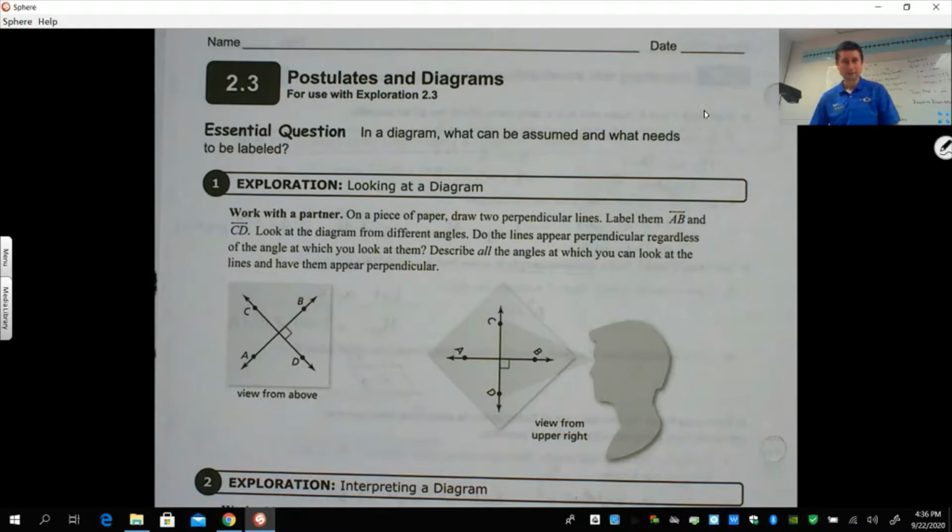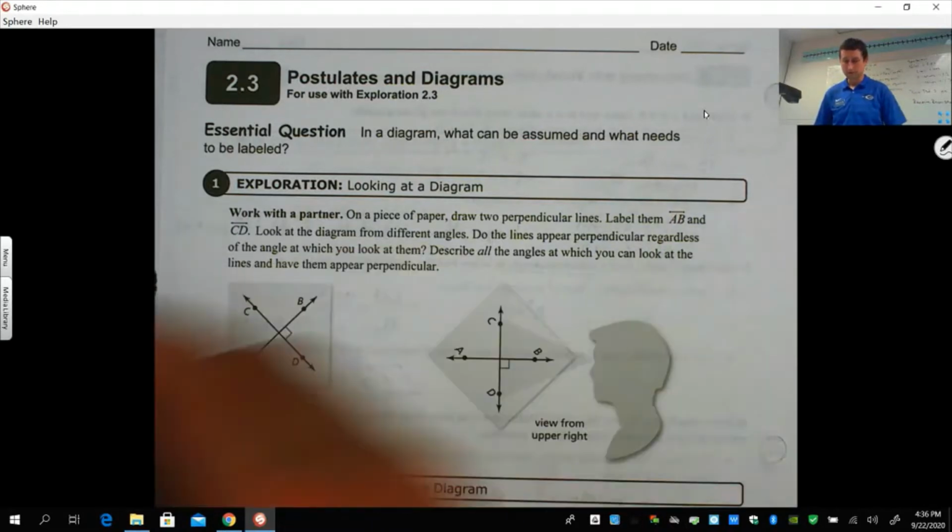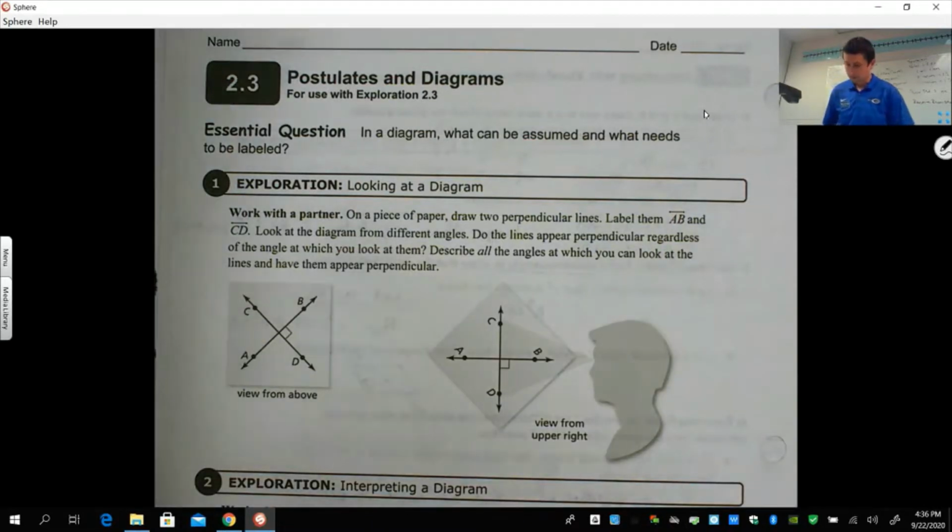Hello, Geometry. Chapter 2, Lesson 3, Postulates and Diagrams. This is going to cover when you are given a geometric diagram, what can you assume to be true and what can you not assume to be true with it. And there's also getting into what we call postulates and some rules that are just the foundations and very basics of geometry. Before we get going, I want to redeem myself on the last one.